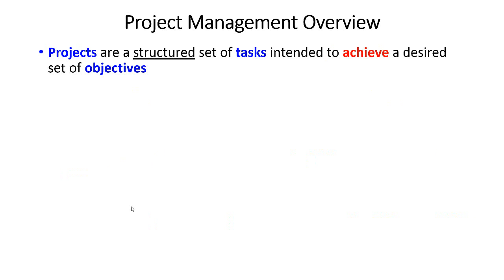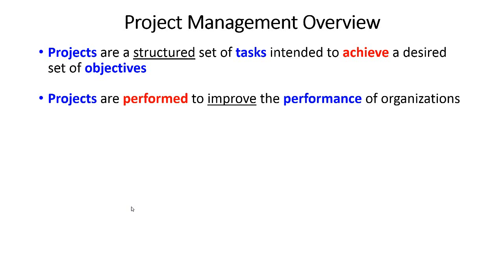So let's talk a little bit about the concepts of project management that we're going to address in this demonstration today. We think about projects as being a structured set of tasks intended to achieve a desired set of objectives. And projects are performed to improve the performance of organizations. So there's no reason to do a project unless you're trying to make a change and make a difference. Generally, the difference is you're trying to improve the results, the outputs of your company or organization.